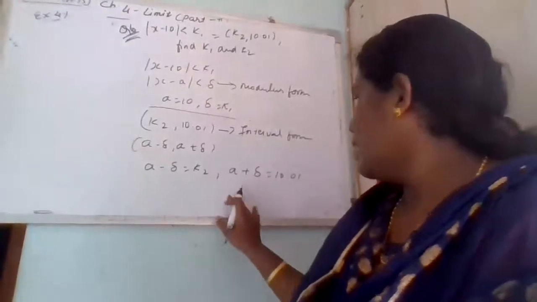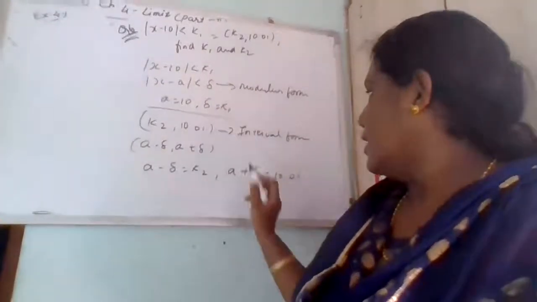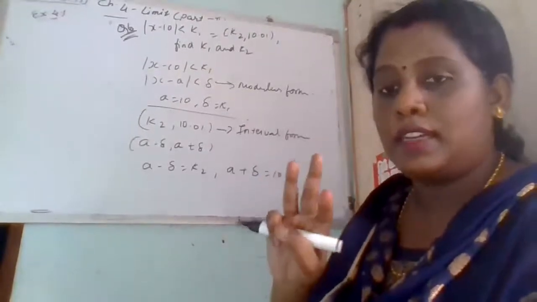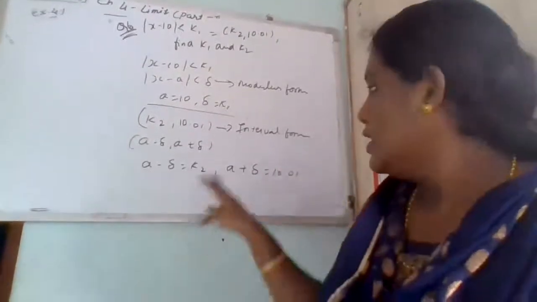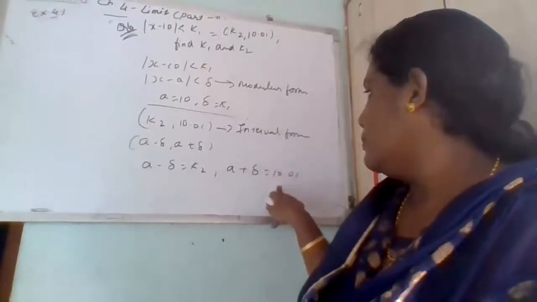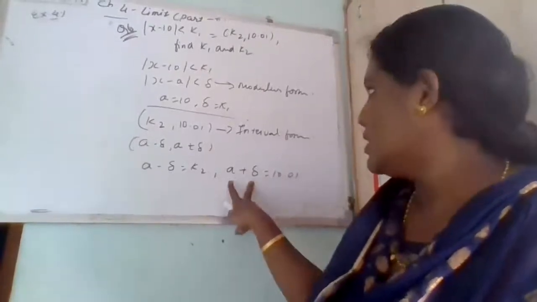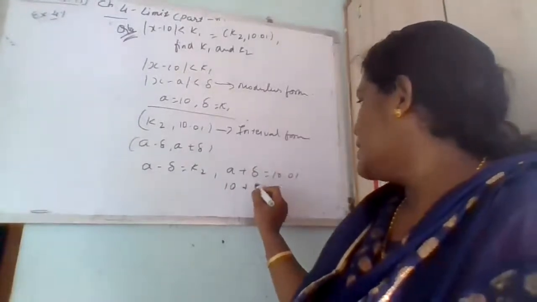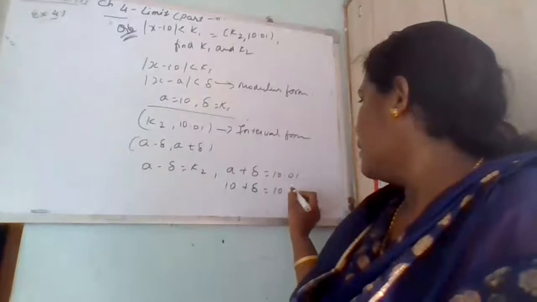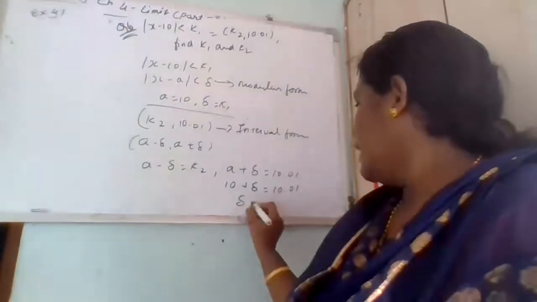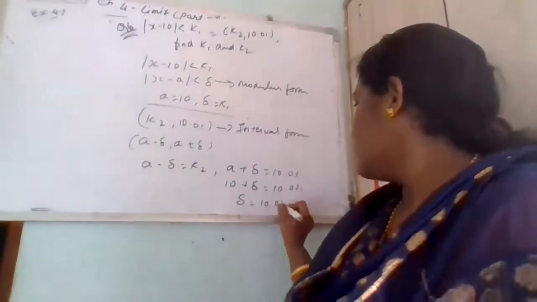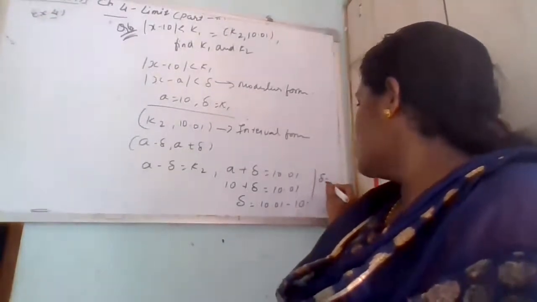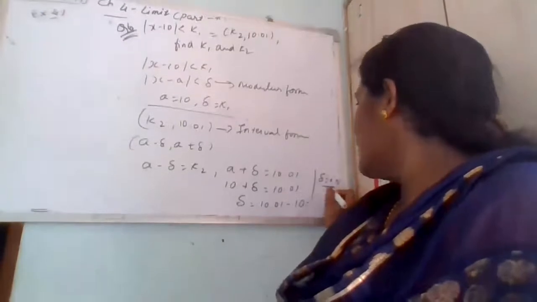Now, what we have to do, see, as much as possible, you have to find. Three things are given, and two things you should have: a, delta and 10.01. So one of these numbers is necessary. So see here it is given, 10 plus delta equal to 10.01. So delta equals 10.01 minus 10. So the value of delta comes to 0.01.